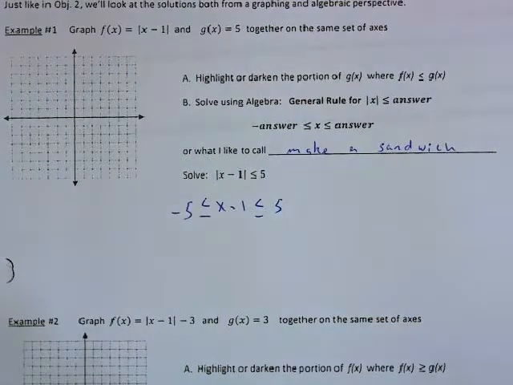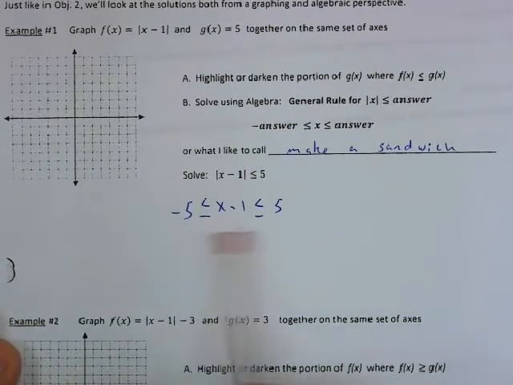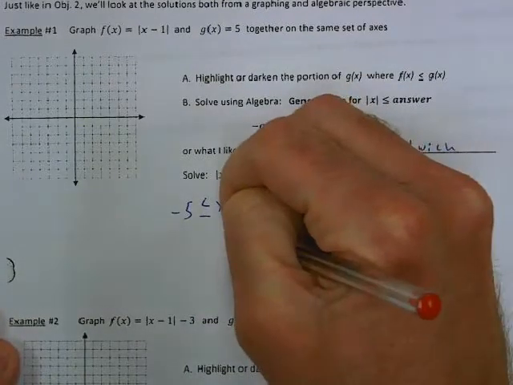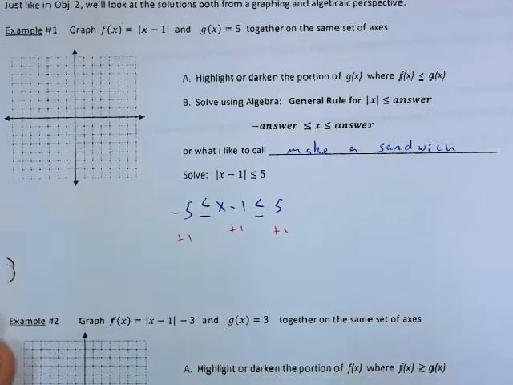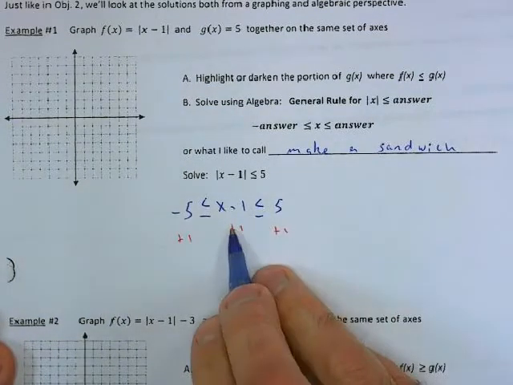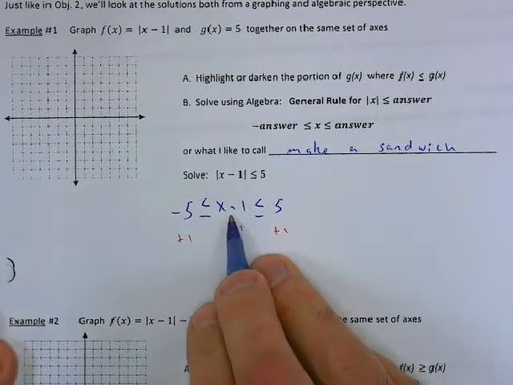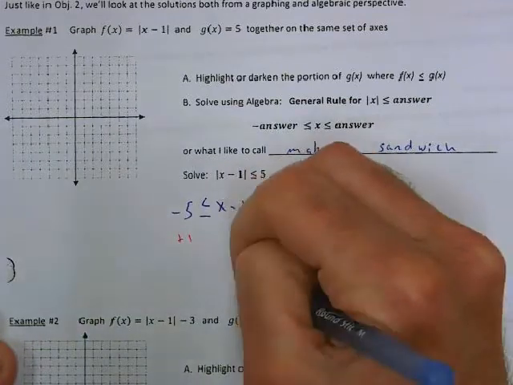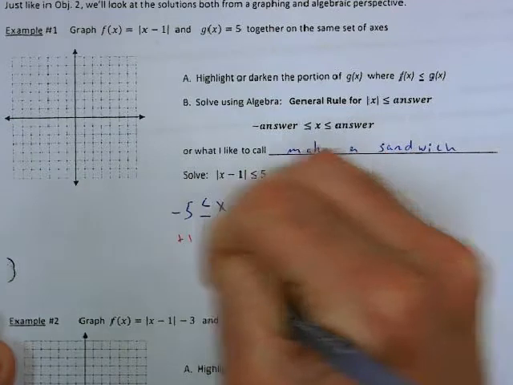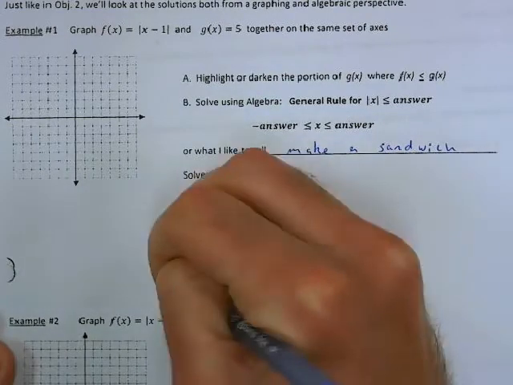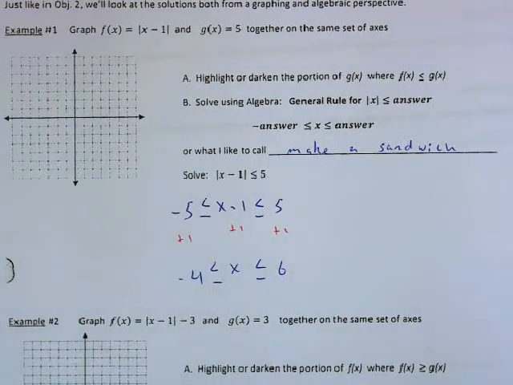All right, and then we want to solve this. We can solve this whole inequality at the same time by adding 1 to all three parts. And then when I do that, the middle part's the important part. That's what we want to focus on. We want to get x by itself. So that gets me x by itself, and then I get x is less than or equal to 6, and then greater than or equal to negative 4. So those are my answers.